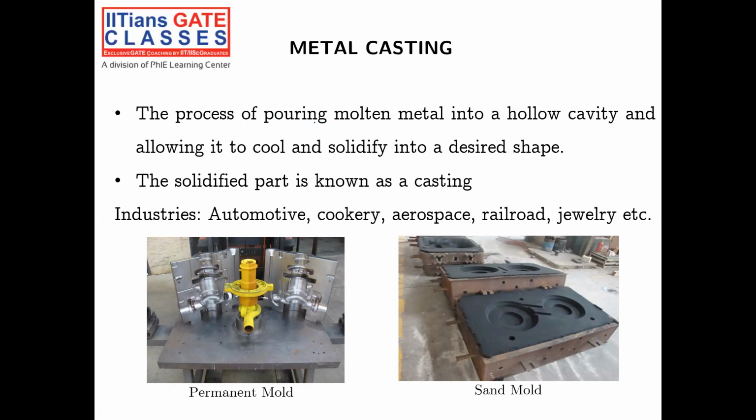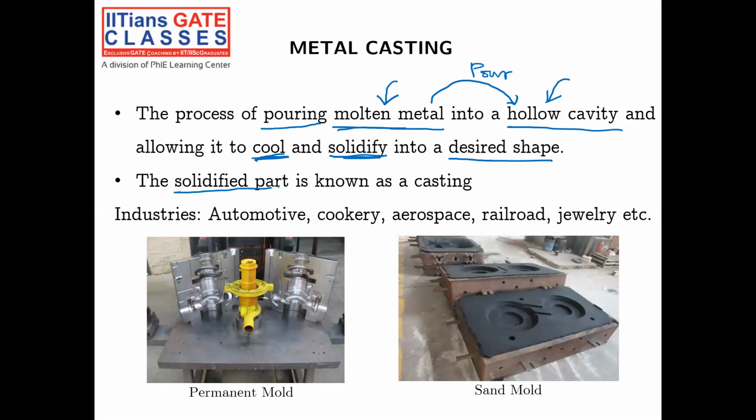Here you can see some terms: molten metal, pouring, hollow cavity, and cool, solidify. So first you create some molten metal by using some metallurgical process, and then you create a hollow cavity by using some molding techniques, and then you pour this into your hollow cavity and allow it to cool. Then it will get solidified, then you get a desired shape. This solidified part that you are getting after cooling and solidification is called a casting.